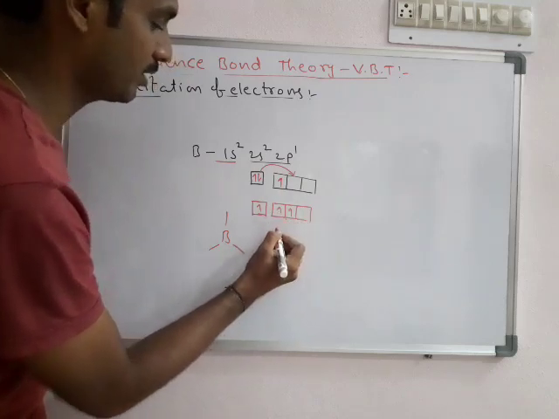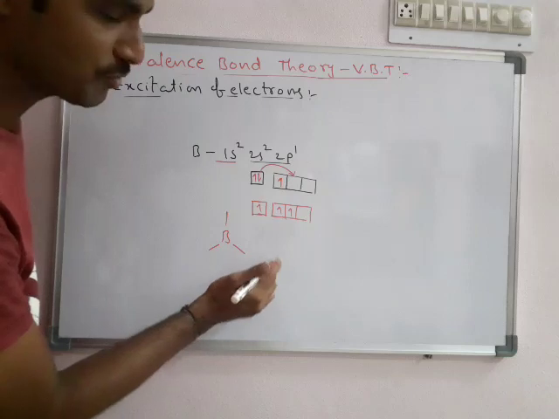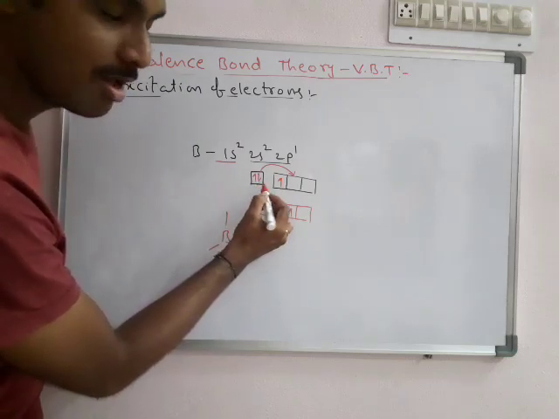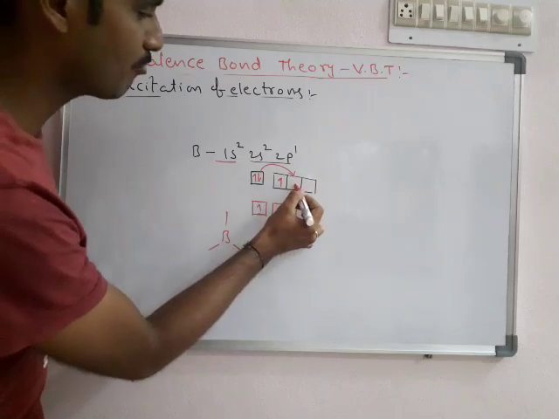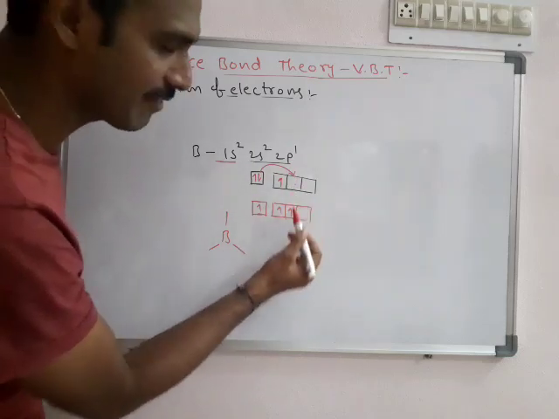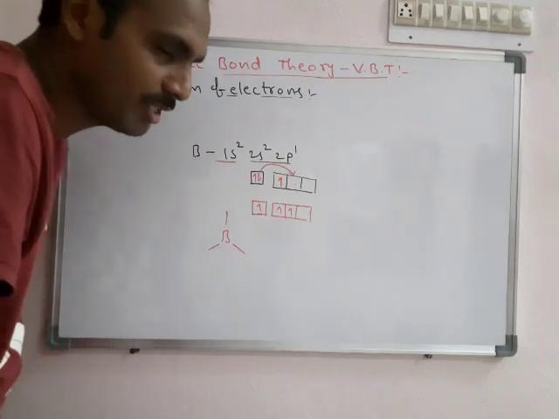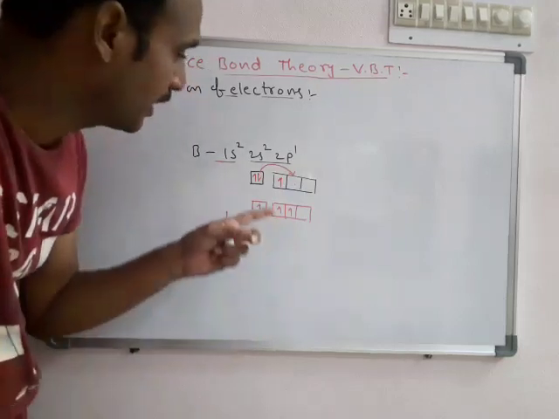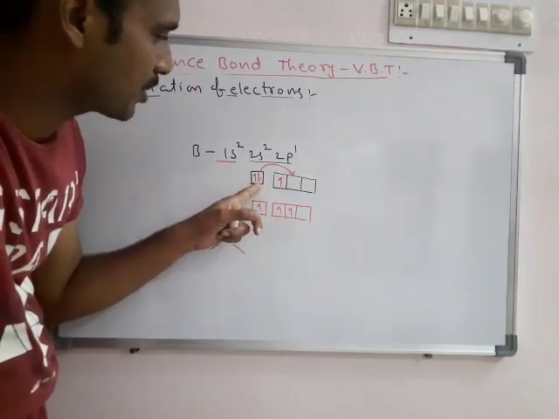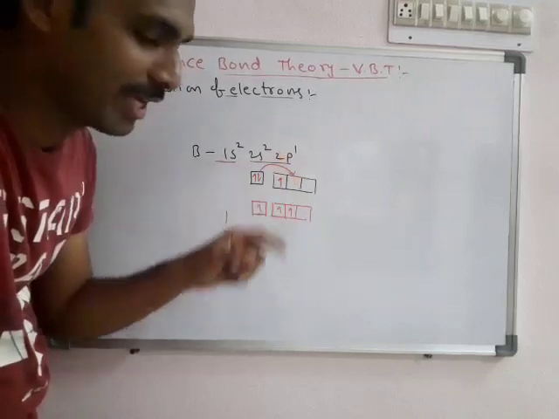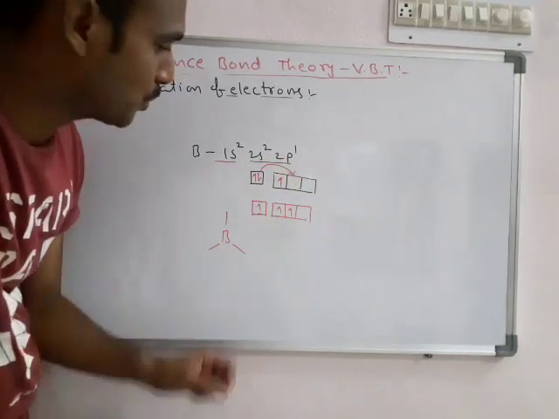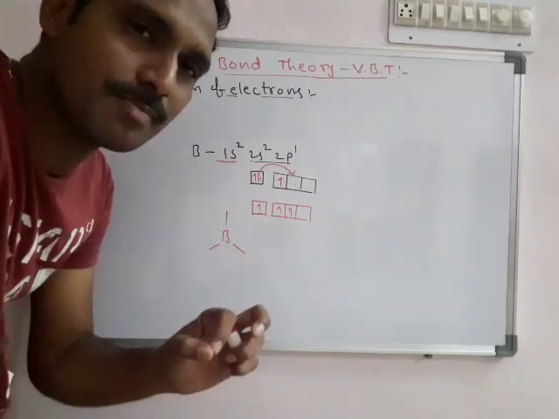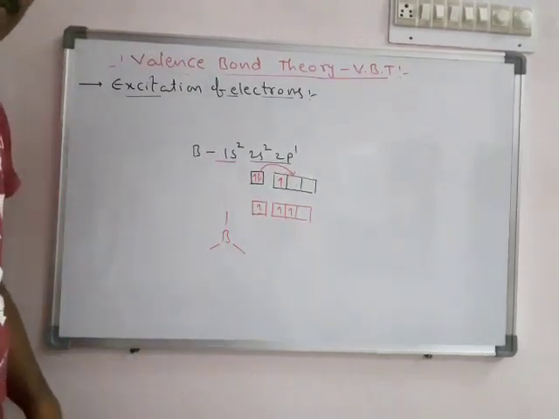This one electron. So the transfer of a paired electron from one orbital to another vacant orbital, and here a vacant orbital is available. Maybe in some atoms vacant orbitals are not available. If available, the paired electrons can be transferred into those vacant orbitals. So this is called excitation of electrons. This concept was introduced in valency bond theory.